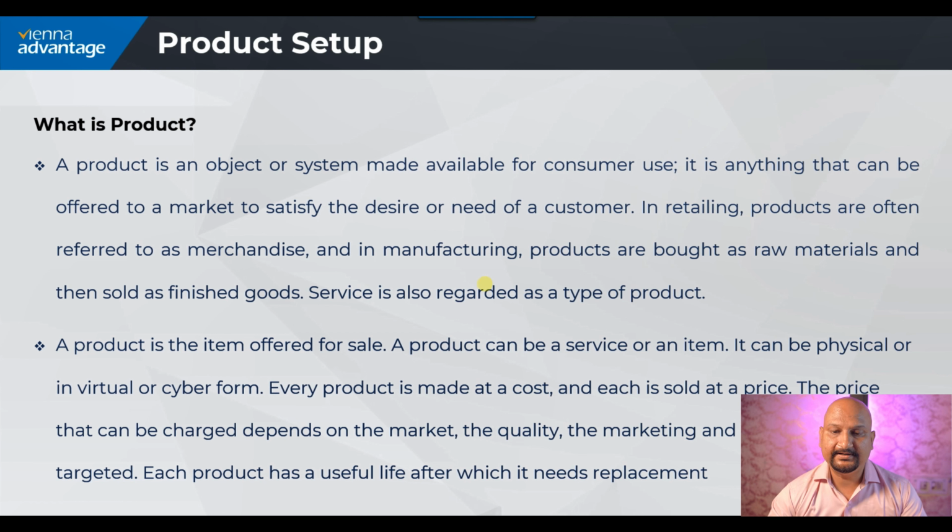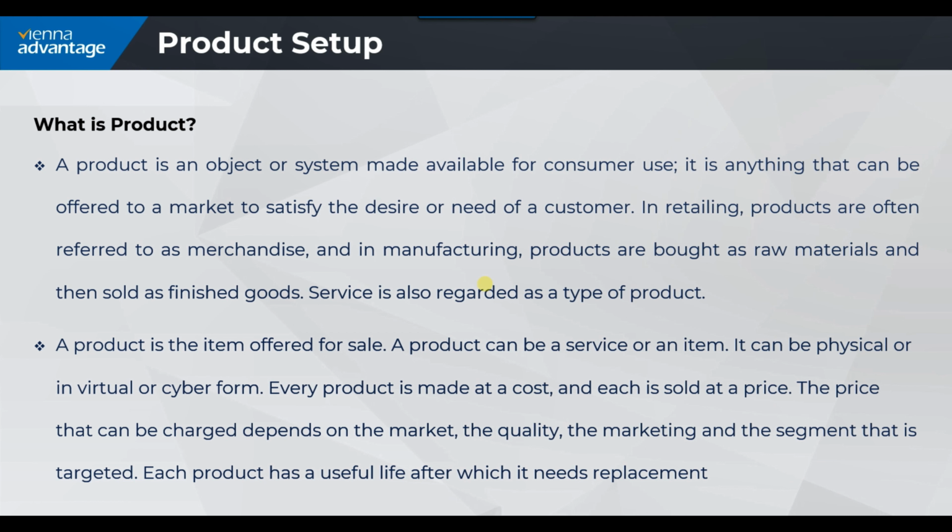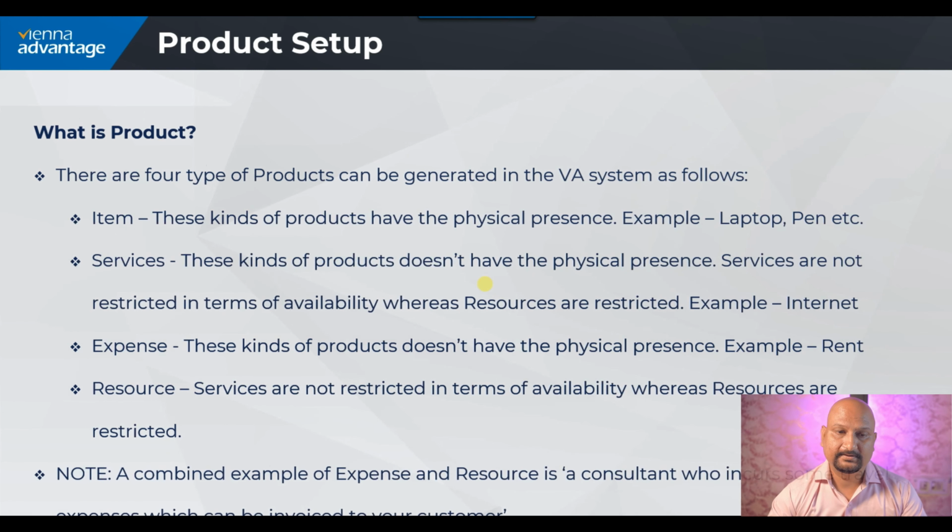Every product is made at a cost and each is sold at a price. The price that can be charged depends on the market, the quality, the marketing, and the segment that is targeted. Each product has a useful life after which it needs replacement. There are four types of product that can be generated in the VA system: item, services, expenses, resources.